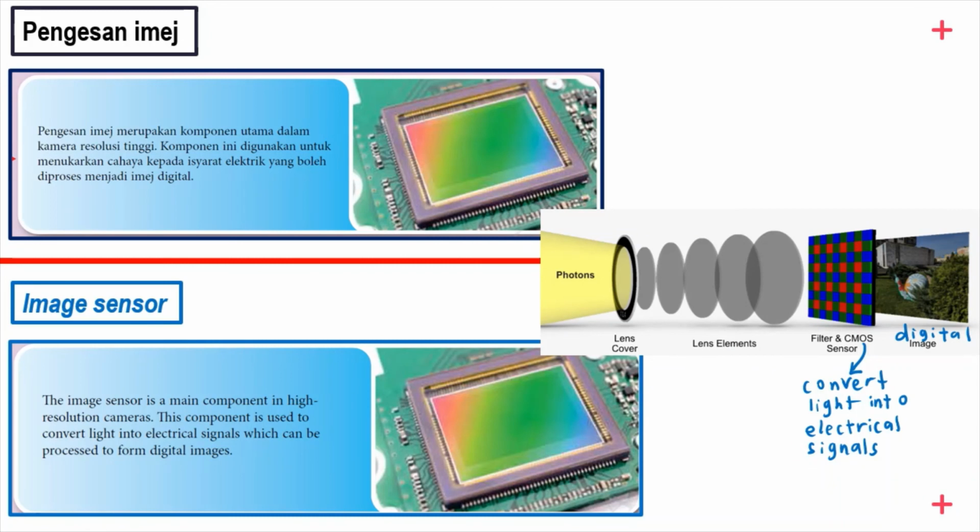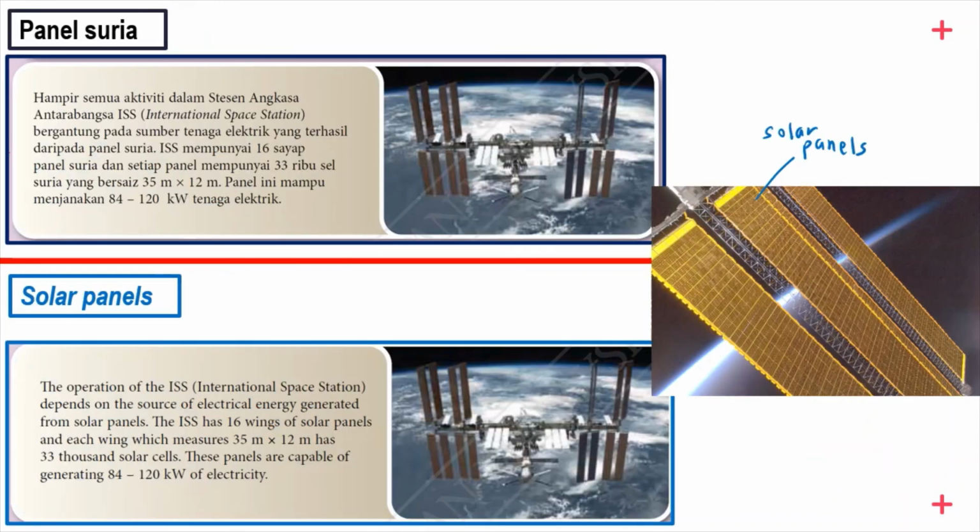The image sensor is a main component in high-resolution cameras. A CMOS sensor is used to convert light into electrical signals, which can be processed to form digital images. The operation of the ISS, International Space Station, depends on the source of electrical energy generated from solar panels. Gimbals are used to rotate the solar panels so that they can face the sun and track the sun to provide maximum power to the space station.